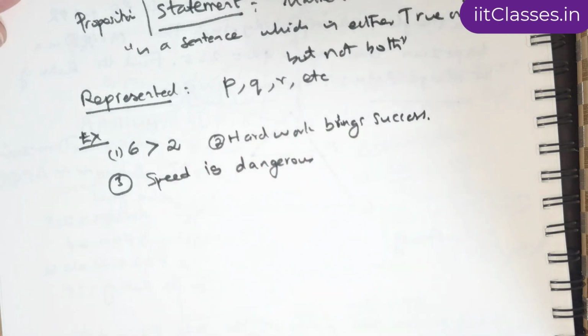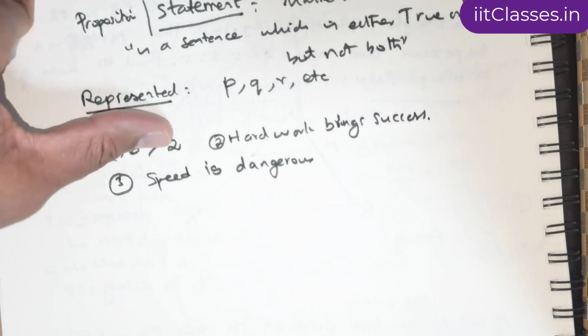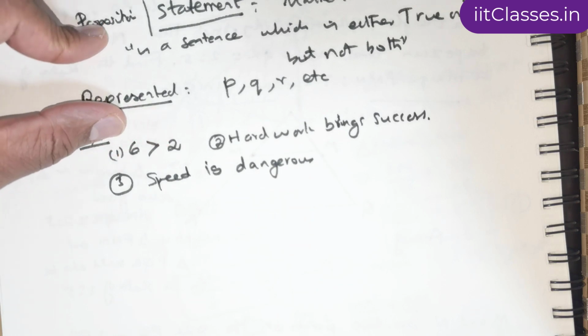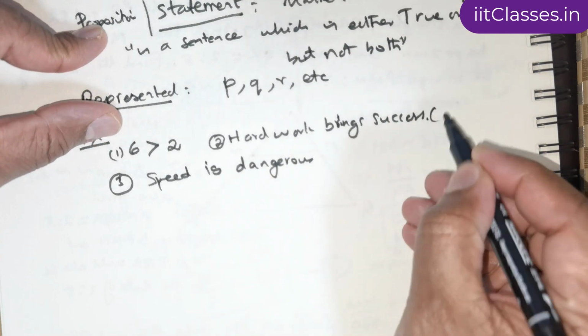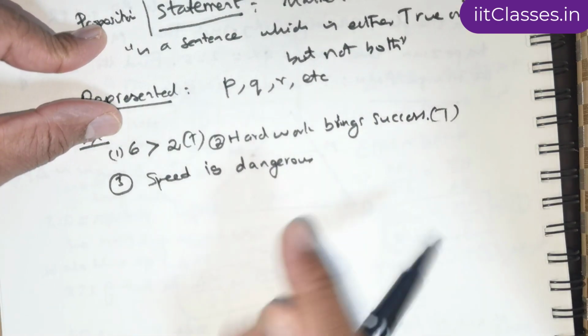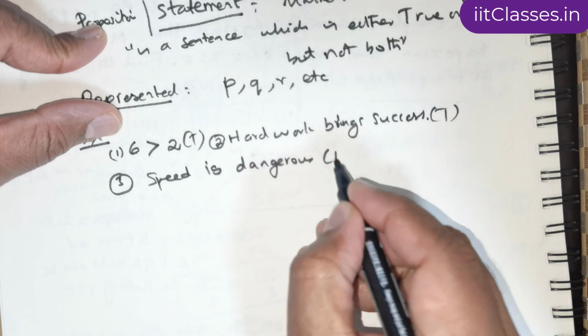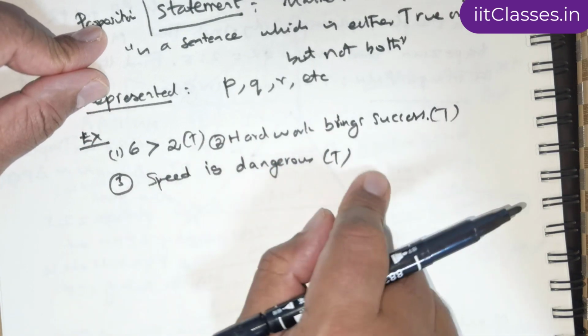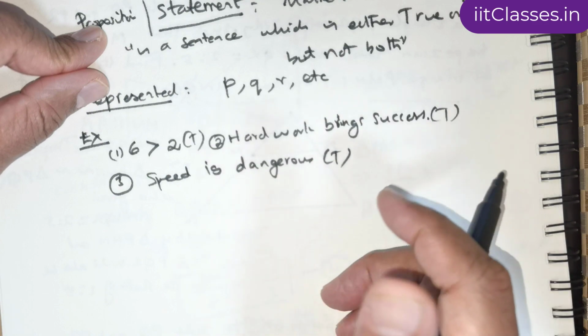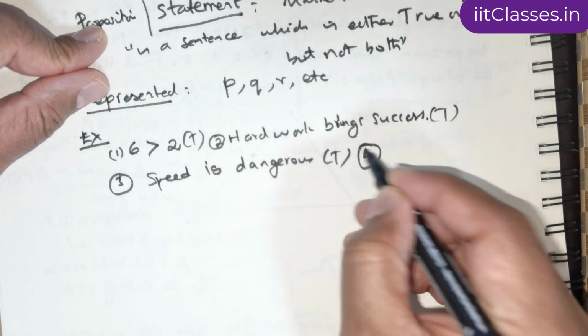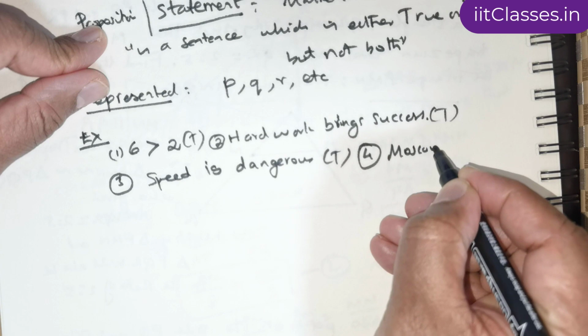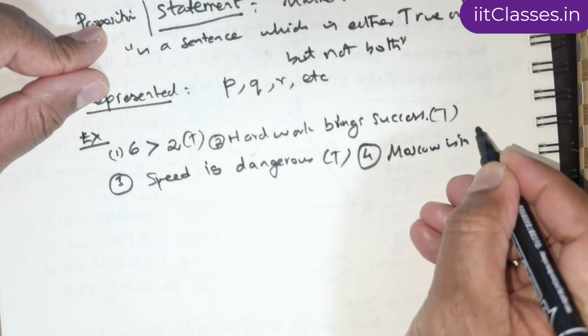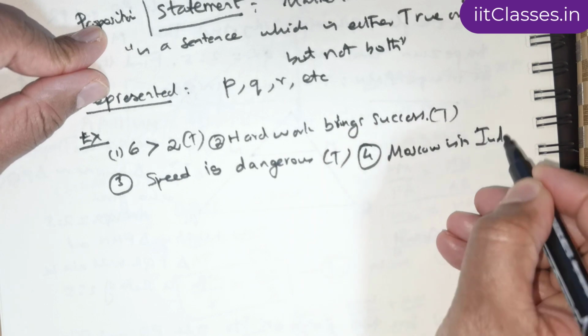Okay, so three examples I've given you. 6 is greater than 2. Yes, it is. Hard work brings success. Yes, this is true. Speed is dangerous. This is also true. So all of these things are true. And now you can take this: Moscow is in India.